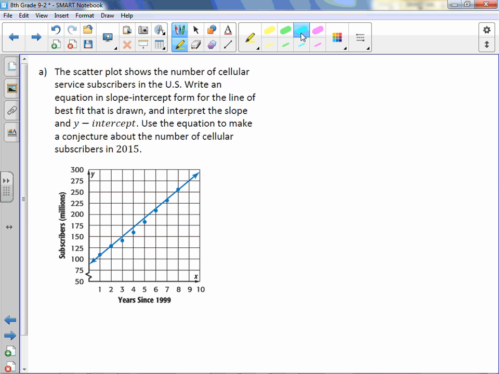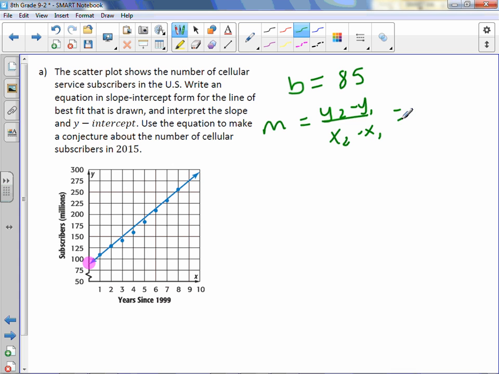Now, in order to figure out the equation of a line, we need the slope and the y-intercept. Our y-intercept is over here, where it crosses the y-axis. Between 75 and 100, I would say that's probably close to about 85. So our y-intercept is about 85. And now we need to find our slope. Remember, slope is the change in y over the change in x.